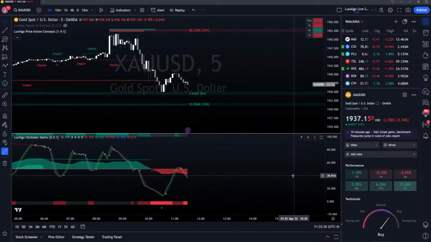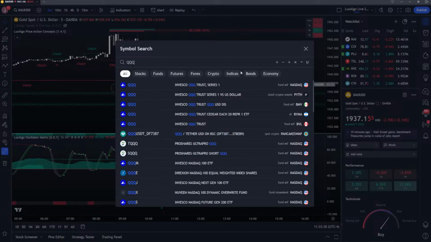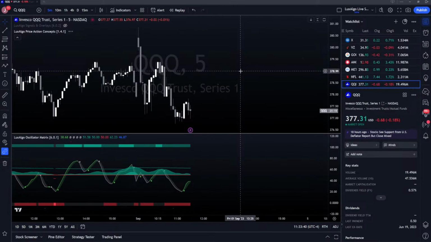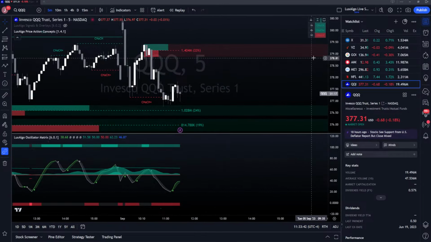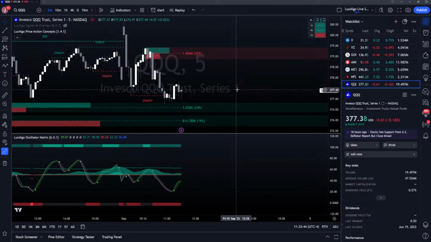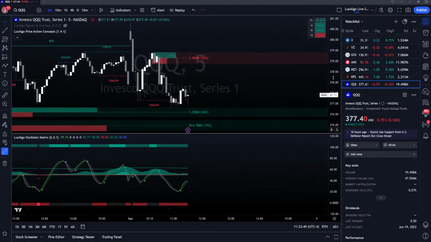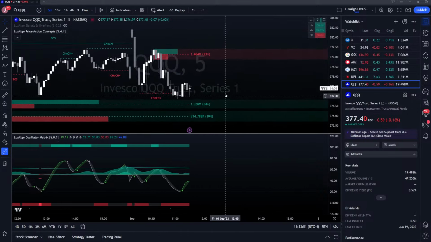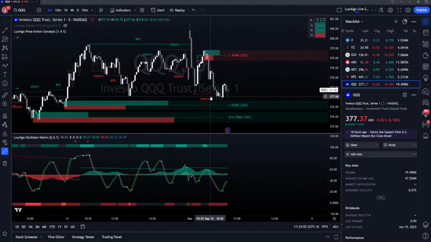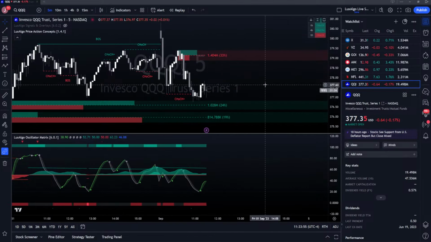Yes, so QQQ, I enjoy QQQ as well. I like to trade futures though, so I would trade the Nasdaq or the ES. But it's a great example to look at QQQ, especially if you trade inverse, depending on what you're trading. I'm assuming it's shares, but again, here you go, same type of situation.